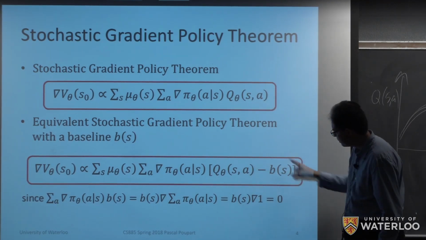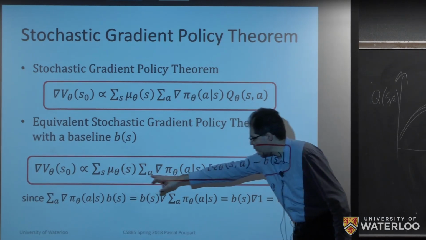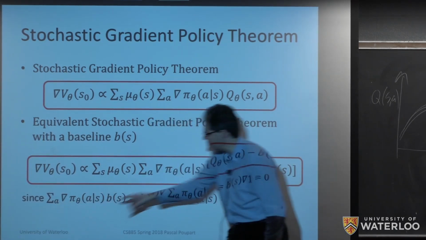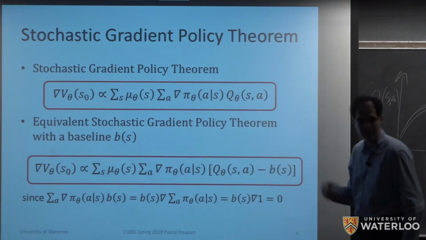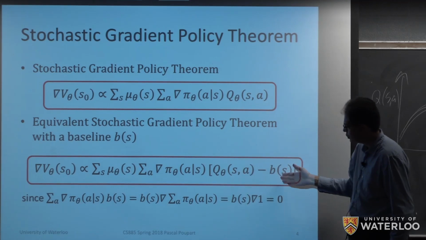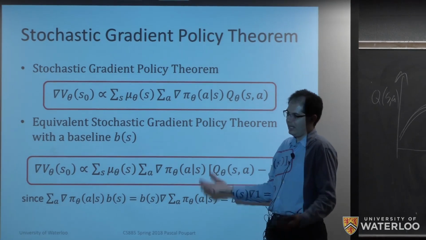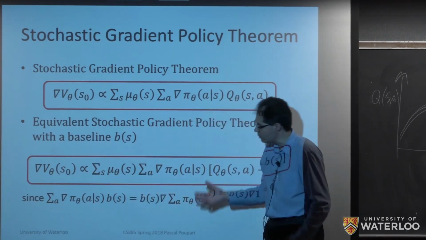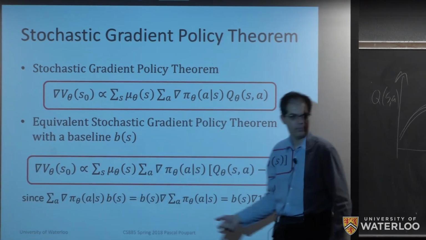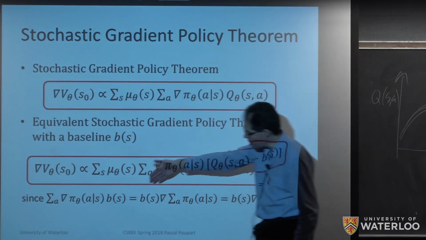when I subtract B of S, what I'm effectively doing is now adding a term where I've got a summation with respect to A of the gradient of the policy times the baseline, right? So I'm effectively subtracting from here this additional term that corresponds to this. Now the question is, what does this term correspond to? Because if this is really going to be equivalent, then this should be 0. And it turns out that it is indeed the case that it is 0, because I can rewrite this.